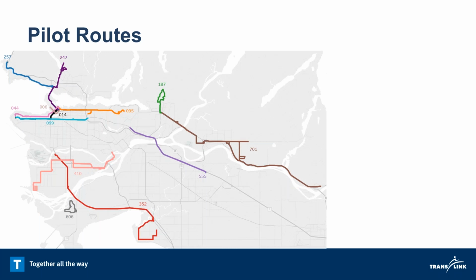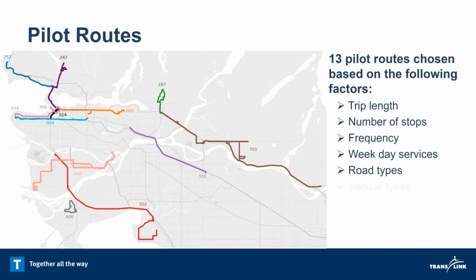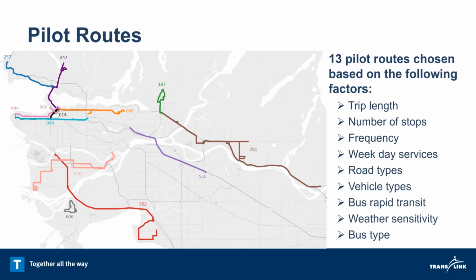Now, these routes were chosen based on several different criteria in order to ensure our models were robust. So here are the different criteria that we picked the routes on. Now, if the models were successful for this variety of routes, we were confident that we could scale out to all the other remaining bus routes. Results. So after gathering a few months of data from the pilot lines, we were ready to analyze the results.